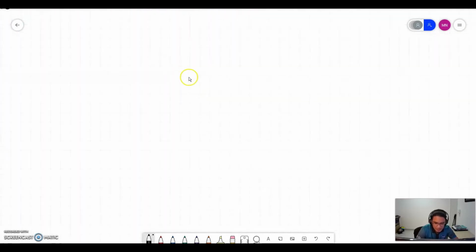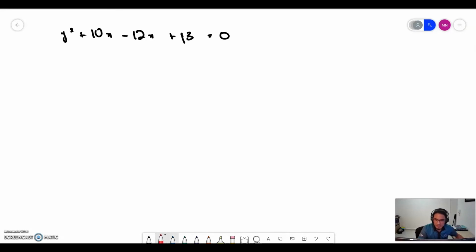Now let's look at how we can change the general form of a parabola into a standard form. Let's look at an example. Here we have y squared plus 10y minus 12x plus 13 equals 0. Firstly, we observe which unknown has the power of 2. In this equation we have y squared. Sorry, here is a mistake: the 10x is actually 10y.